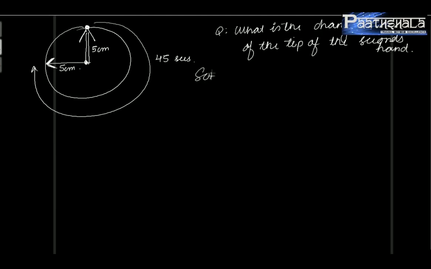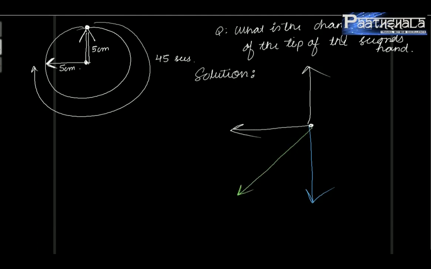Okay, solution is, tell me what is the final vector now? Final position vector is this, right? Yes. Initial position vector is this. So we have to do final minus initial, right? So minus of the initial position vector is this. So final minus initial will give me a resultant that looks something like the green vector.